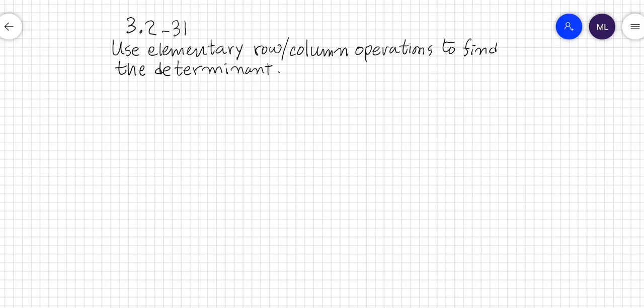Okay, we'd like to do 3.231, asking us to find the determinant of a matrix. Now, before I do 31, let's do some easy ones first. How about 27? So 27 is asking us to find the determinant of 2, negative 1, negative 1, 1, 3, 2, negative 6, 3, and 3.